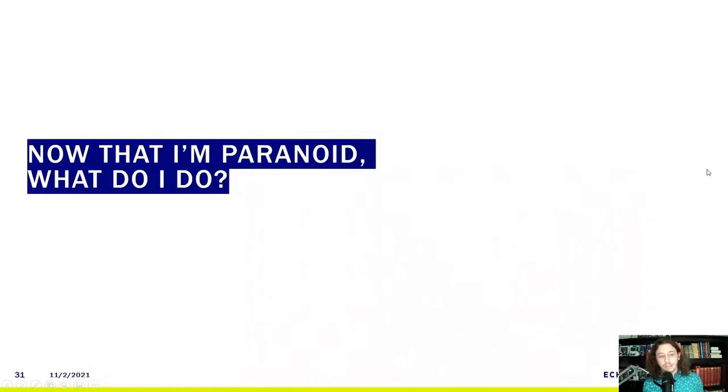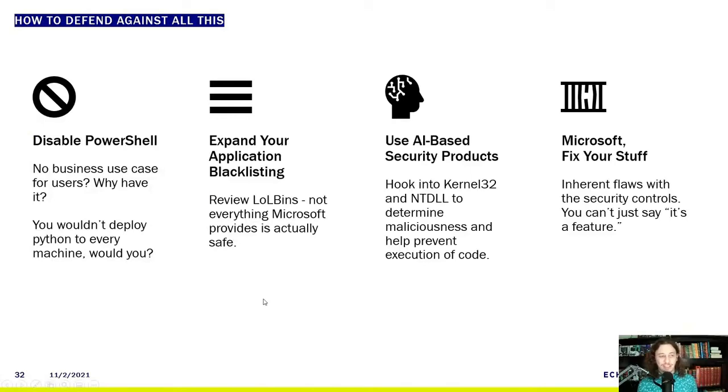So now that you guys are hopefully a little paranoid, what can you do? What do you do about it? I dump everything into these 4 simple steps. The first one is disable PowerShell. I personally don't think that every user needs to have it. You wouldn't give your users Python, so why would you give every user PowerShell? That being said, if you need to use it for your administration or you have users that have legitimate reasons to use it, then you need to start looking at application whitelisting and blacklisting.